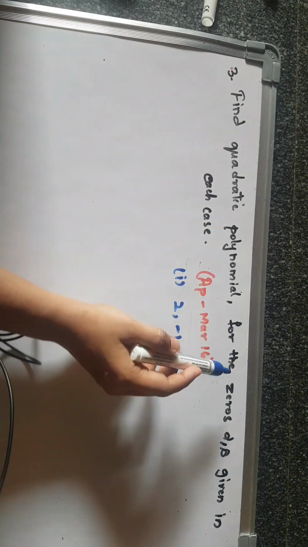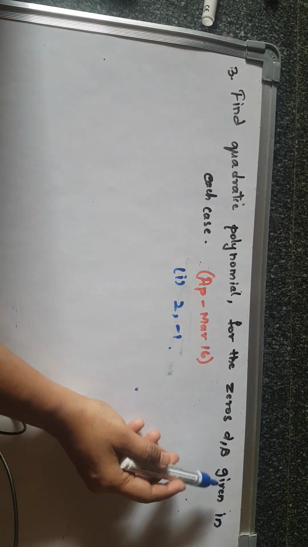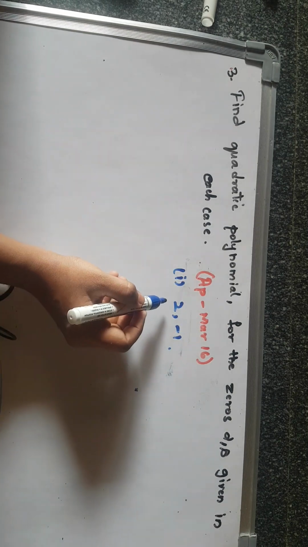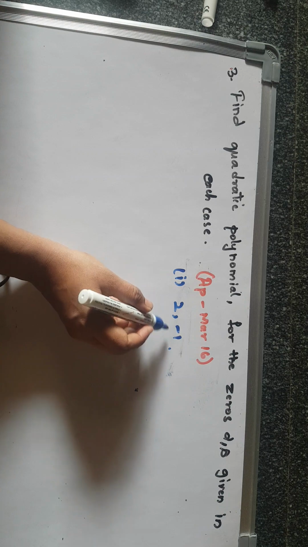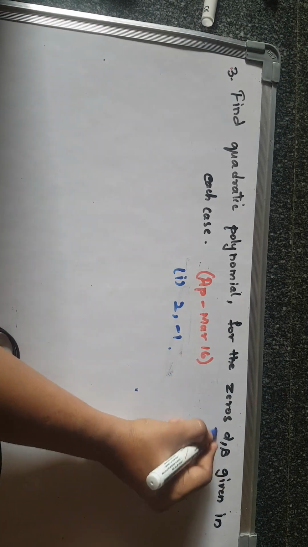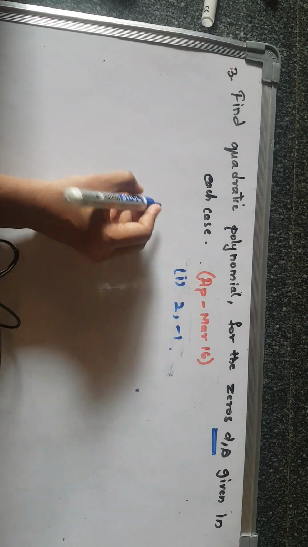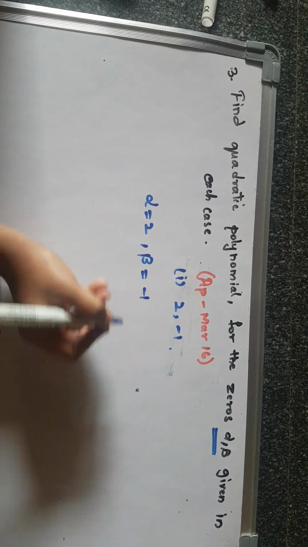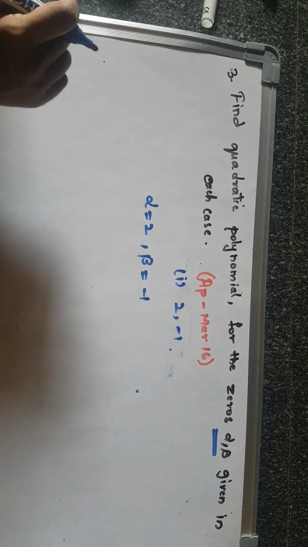Find the quadratic polynomial for the zeros alpha, beta given in each case. This is an AP March 16 question. 2 comma minus 1. Here alpha and beta are given, so alpha is 2 and beta is minus 1.